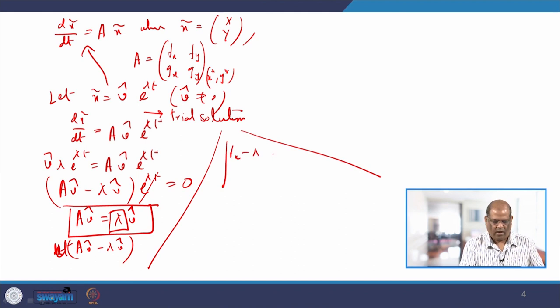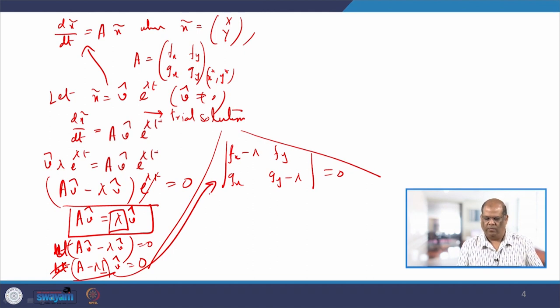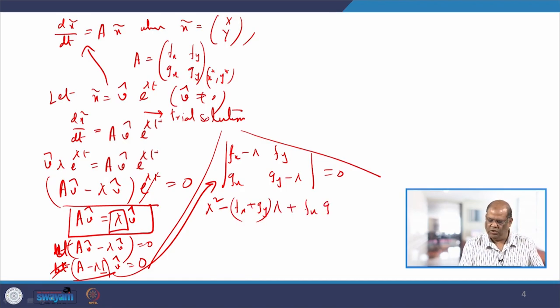fx minus lambda, fy, gx, gy minus lambda equal to 0. So, this is the matrix A minus lambda I, because this can be written as determinant of A minus lambda I into v hat equal to the null matrix, and then you take the determinant and from there you will get this. If you simplify this, then you get lambda square minus (fx plus gy) into lambda plus fx gy minus gx fy equal to 0.